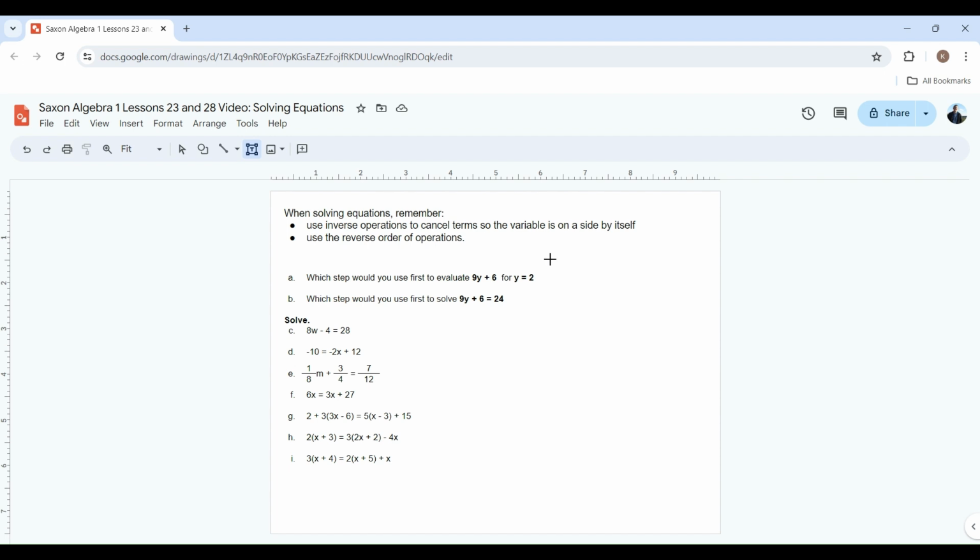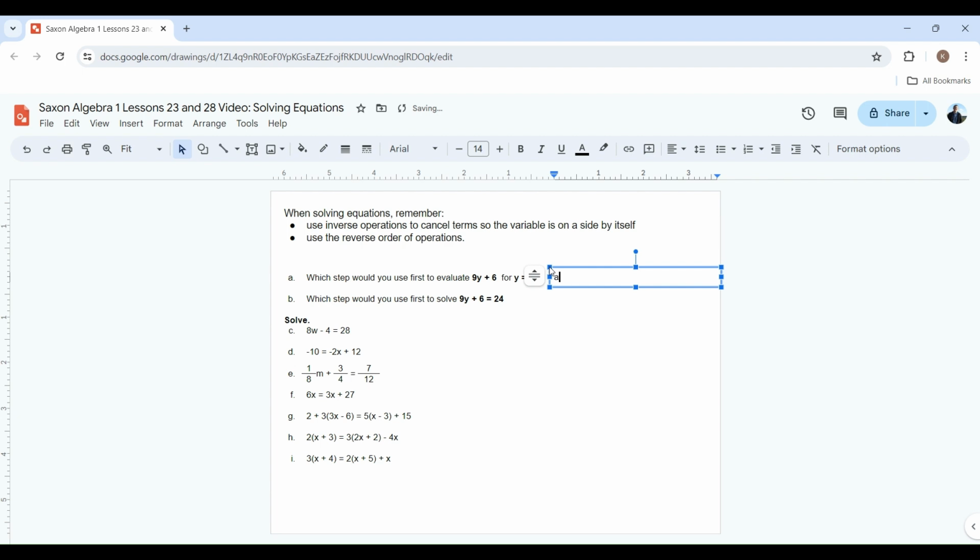Well, in letter A, which step would you use first to evaluate if I know that y equals 2? Well, okay, the first thing I would do, according to order of operations, is parentheses, but there's no parentheses or other grouping symbols. Then exponents, there's no exponents. The next thing is multiplication, division. There is a multiplication. So we would do the multiplication of 9 times 2. Okay, so letter A is 9 times 2. Multiplication.